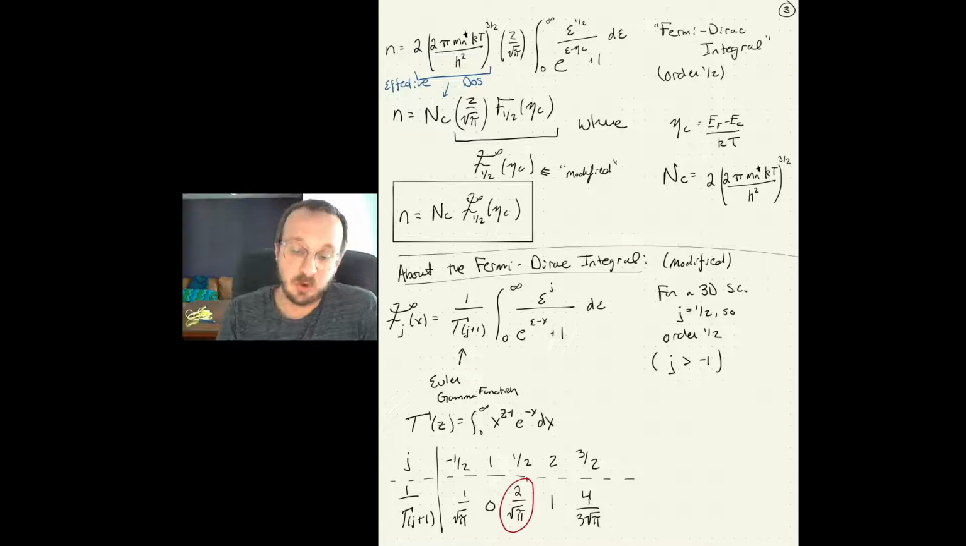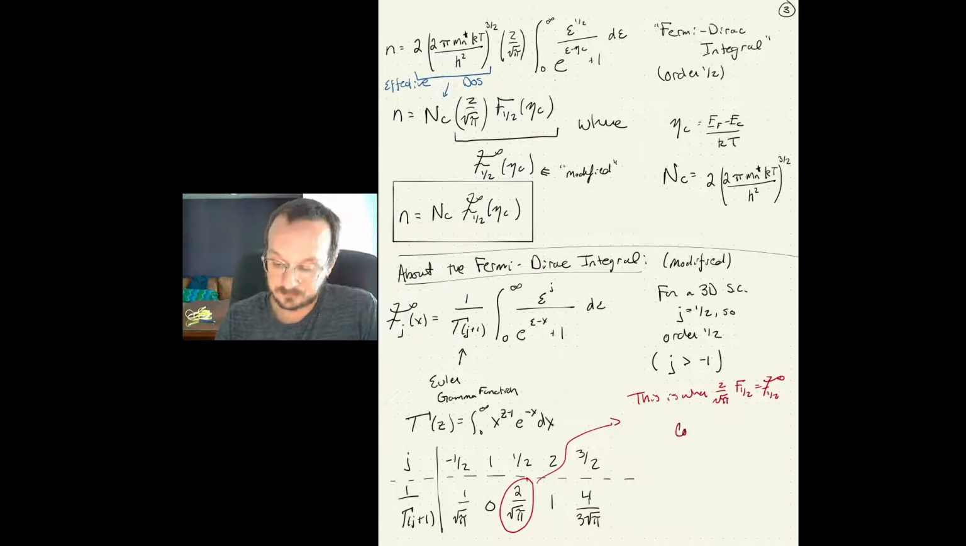And so in this case, we know the order. It comes from the gamma function, 2 over square root of pi. So I'm just going to write this. This is where 2 over square root of pi times the Fermi-Dirac integral equals the modified Fermi-Dirac integral comes from. It comes from the 1 over the gamma function. So this is why we pulled it out.